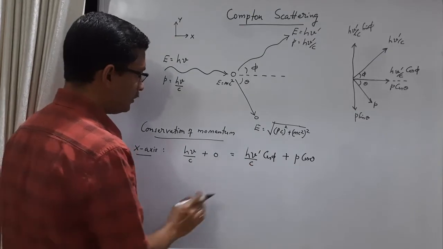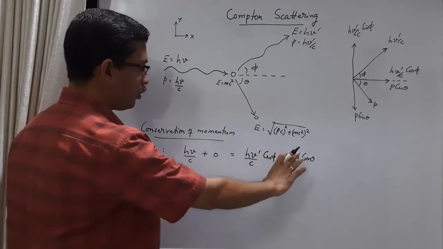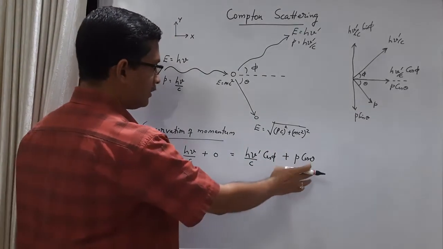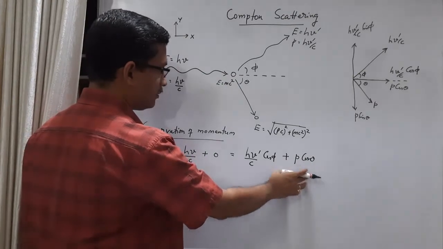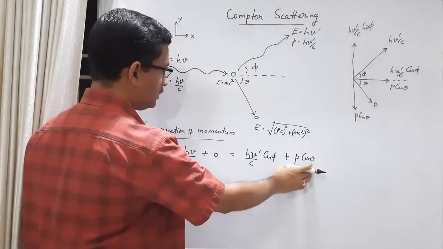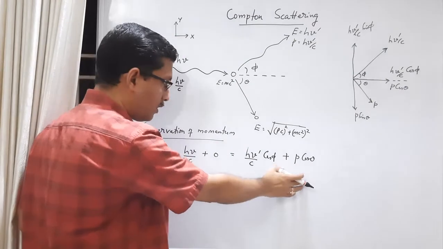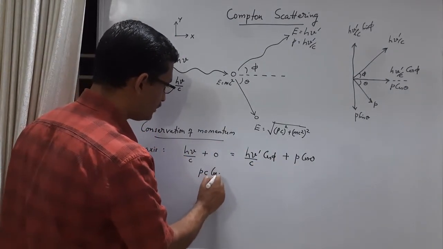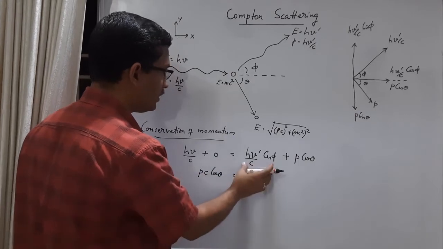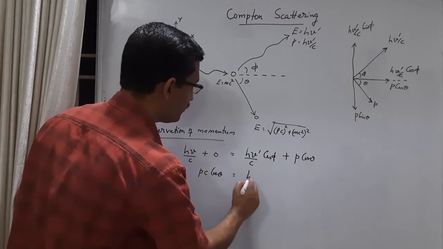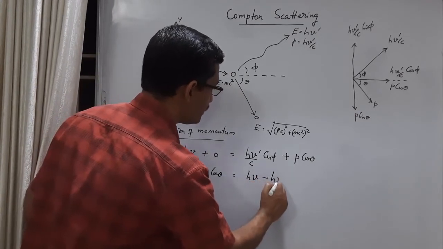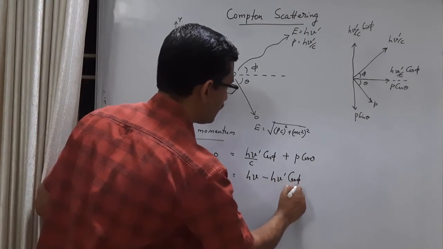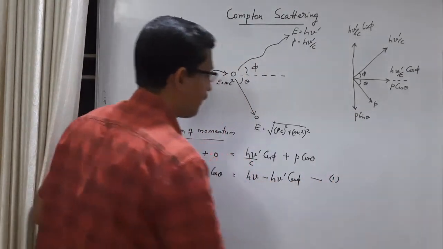We can simplify this: multiply throughout with c, and keep p cos theta, then this will become pc cos theta. Let us keep pc cos theta on one side and take this to the other side. So, what you get is pc cos theta is equal to h nu minus h nu prime cos phi. Let us call it equation 1.